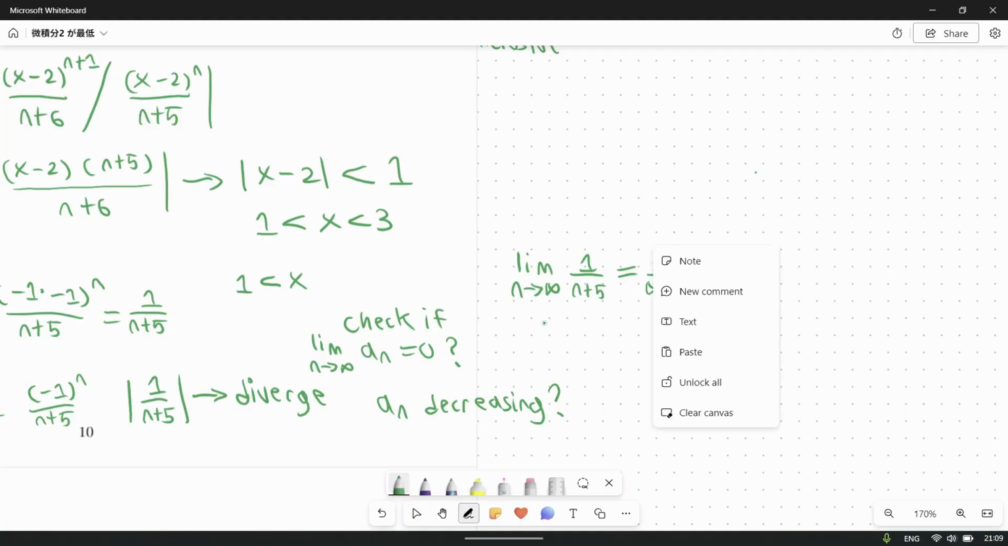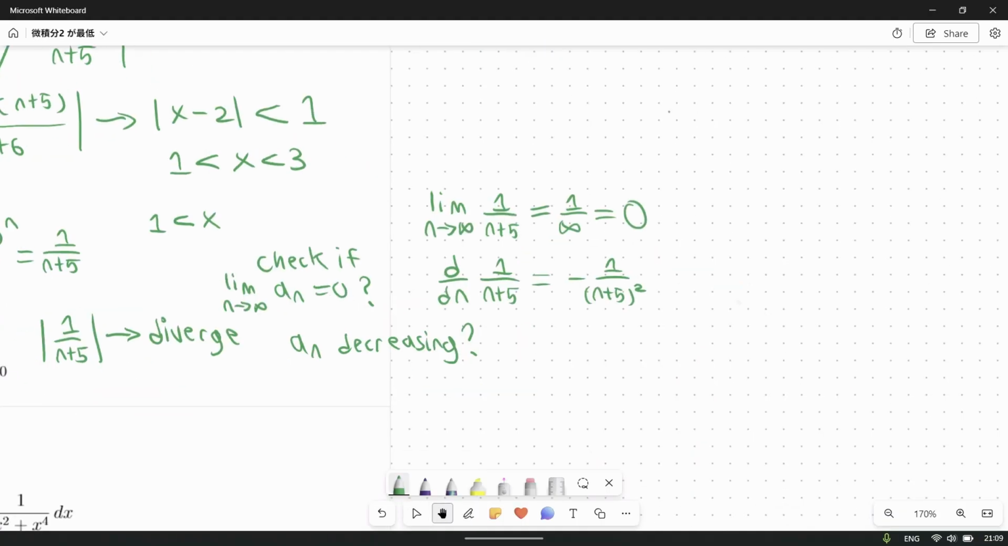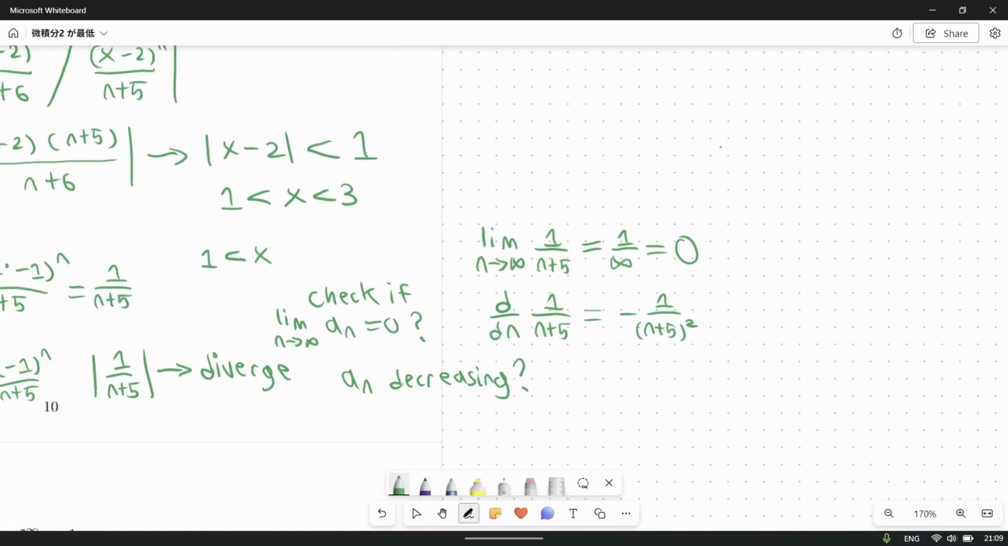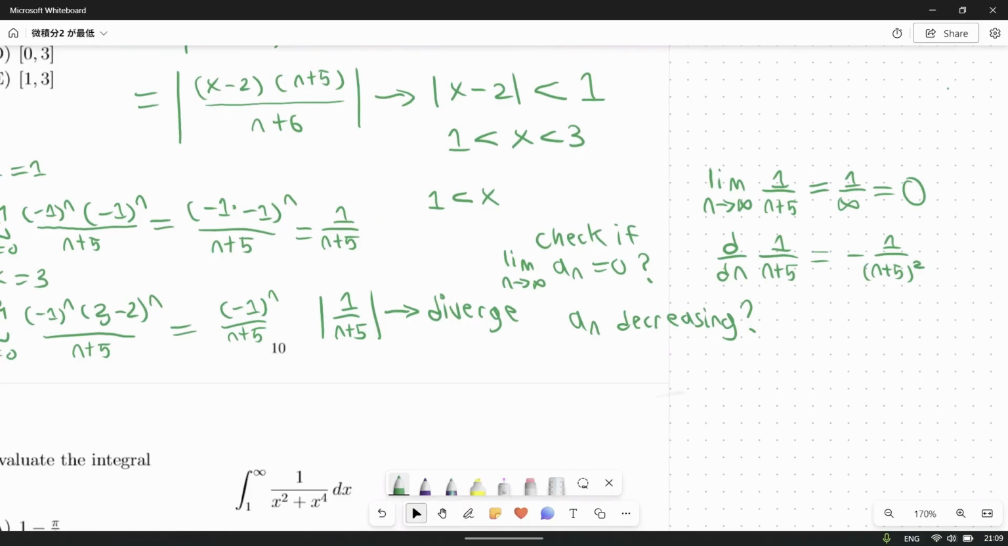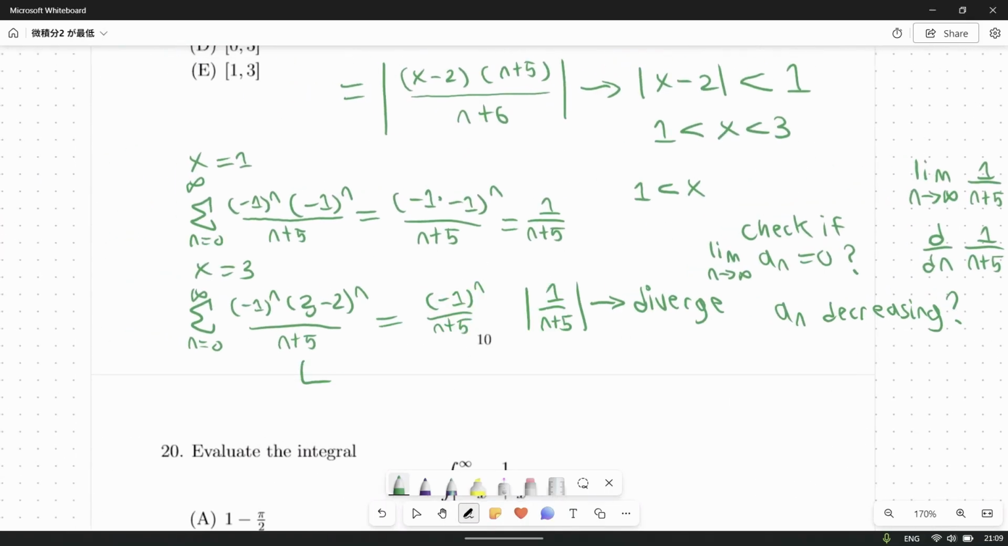then you know for sure that it's going to be decreasing. So if we take the derivative d/dn of 1 over n plus 5, you end up with -1 over (n plus 5) squared. So we have a negative fraction after taking the derivative, so we know for sure that the limit goes to 0 as n approaches infinity, and we know that the series is also decreasing. And so in the case of x is equal to 3, we know that this series is going to converge conditionally.